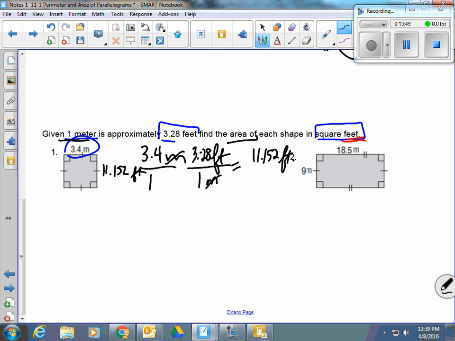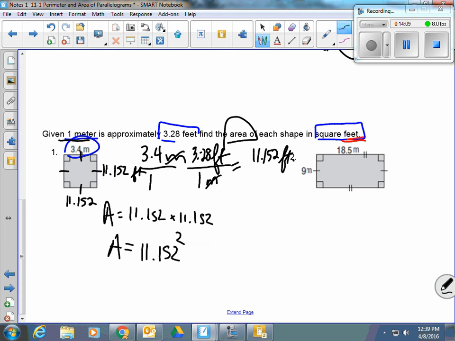And they want the area. These little marks right here mean that every side is the same. So area equals 11.152 times 11.152. Now because they're the same, sometimes refer to it as side squared because they're both the same. So it's 11.152 squared. And that should give you 124.37 feet squared. And that'll be your final answer.